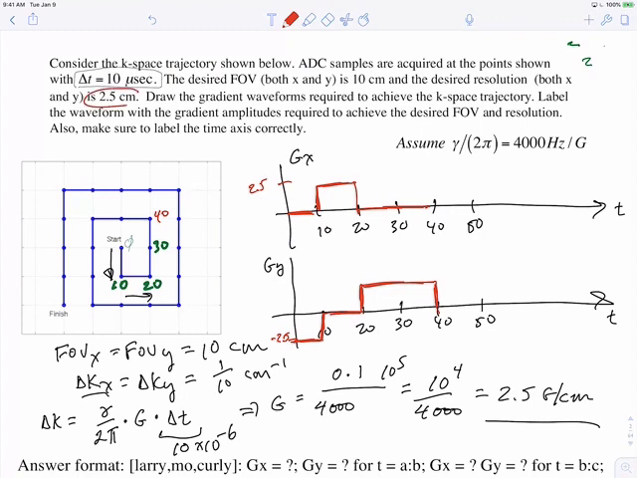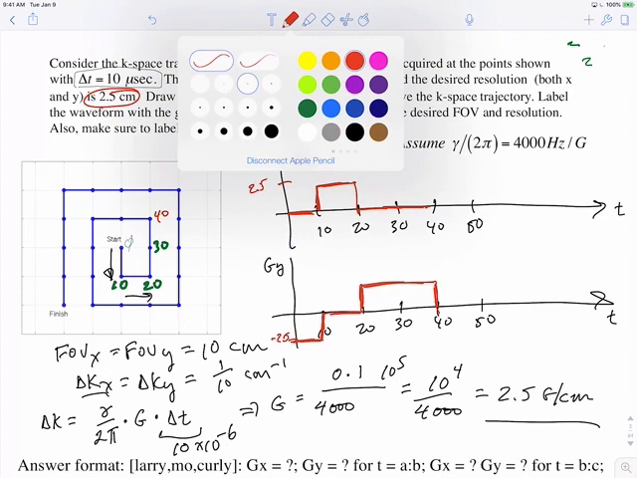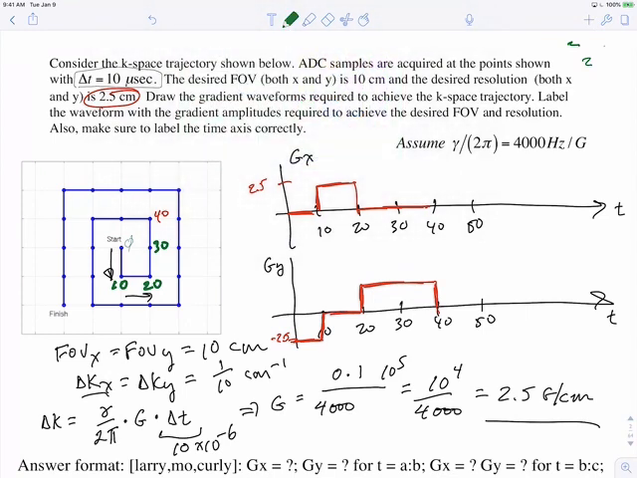Right, okay. So the resolution is 2.5 centimeters. So let's see if this pole sequence meets that resolution. Okay. So let's see. I didn't leave any space for that. So we know that WKX. So in this case, the resolution is the same.